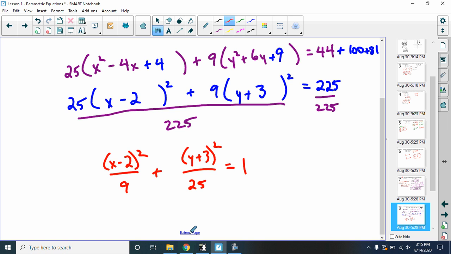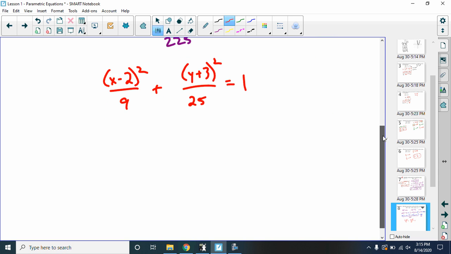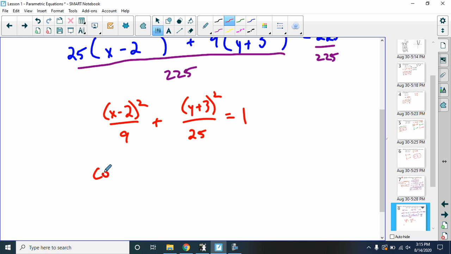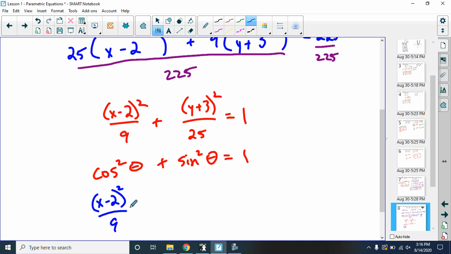And we can do that by, again, using our trig identity. Cosine squared plus sine squared equals 1. And I have this plus that equals 1. So this right here is equal to cosine squared. So I can set x minus 2 squared over 9 equal to cosine squared theta. And this part right here is equal to sine squared theta.